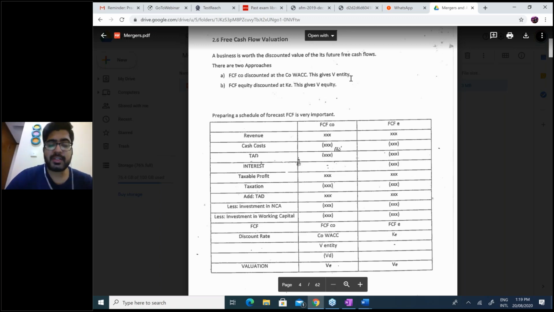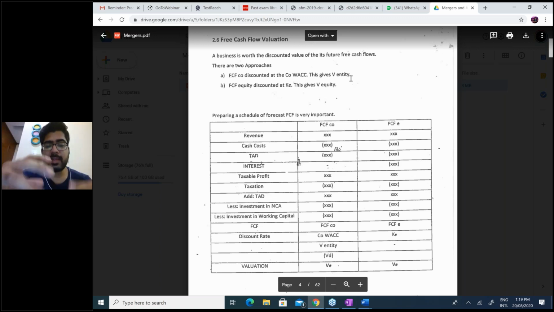You get the value of entity. Okay, repeat. You take future revenues, deduct cash costs, deduct tax allowable depreciation. No interest is deducted in this method, you get taxable profit. Then you deduct tax, add back tax allowable depreciation, you deduct investment in NCA, non-current assets, investment in working capital, you get FCF to company. You discount it by the company's WACC to get value of entity.